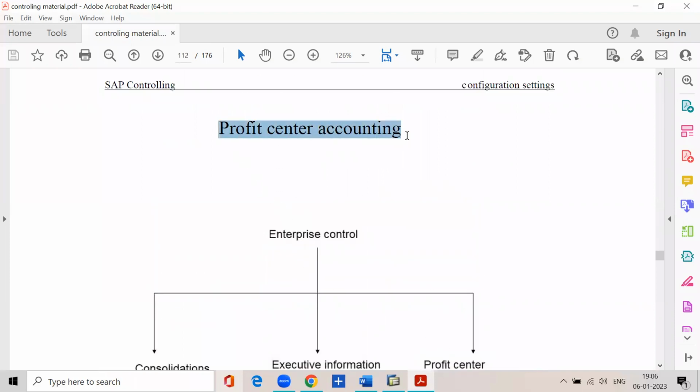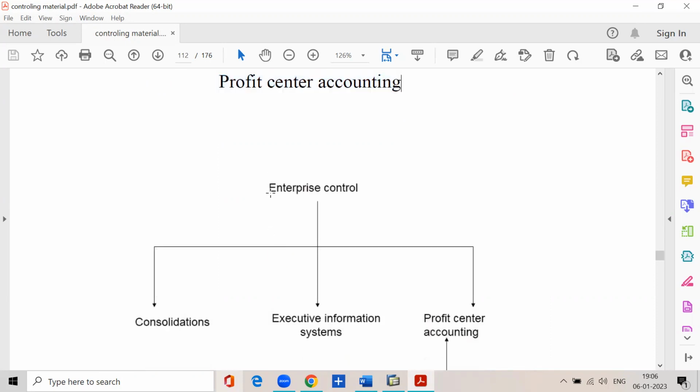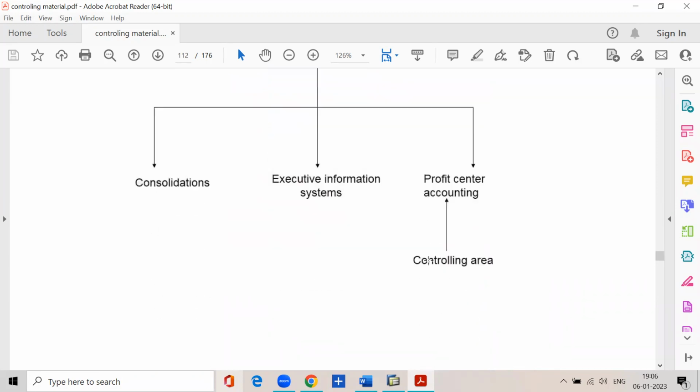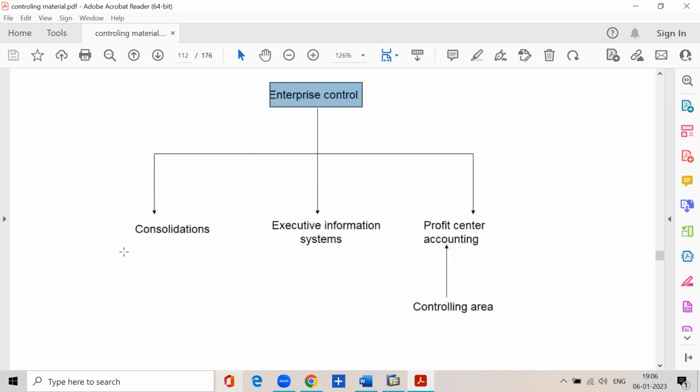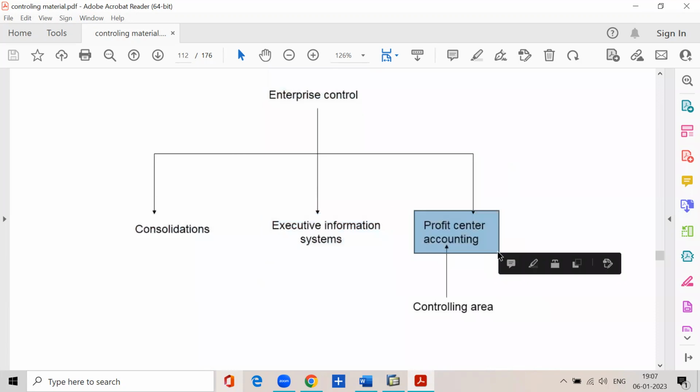So profit center accounting is actually not part of controlling. It is part of another module, which is called enterprise control. Enterprise control is a separate module. In enterprise control, profit center accounting is a sub-module. Here in enterprise control, we have sub-modules like consolidations, then executive information systems, then profit center accounting.